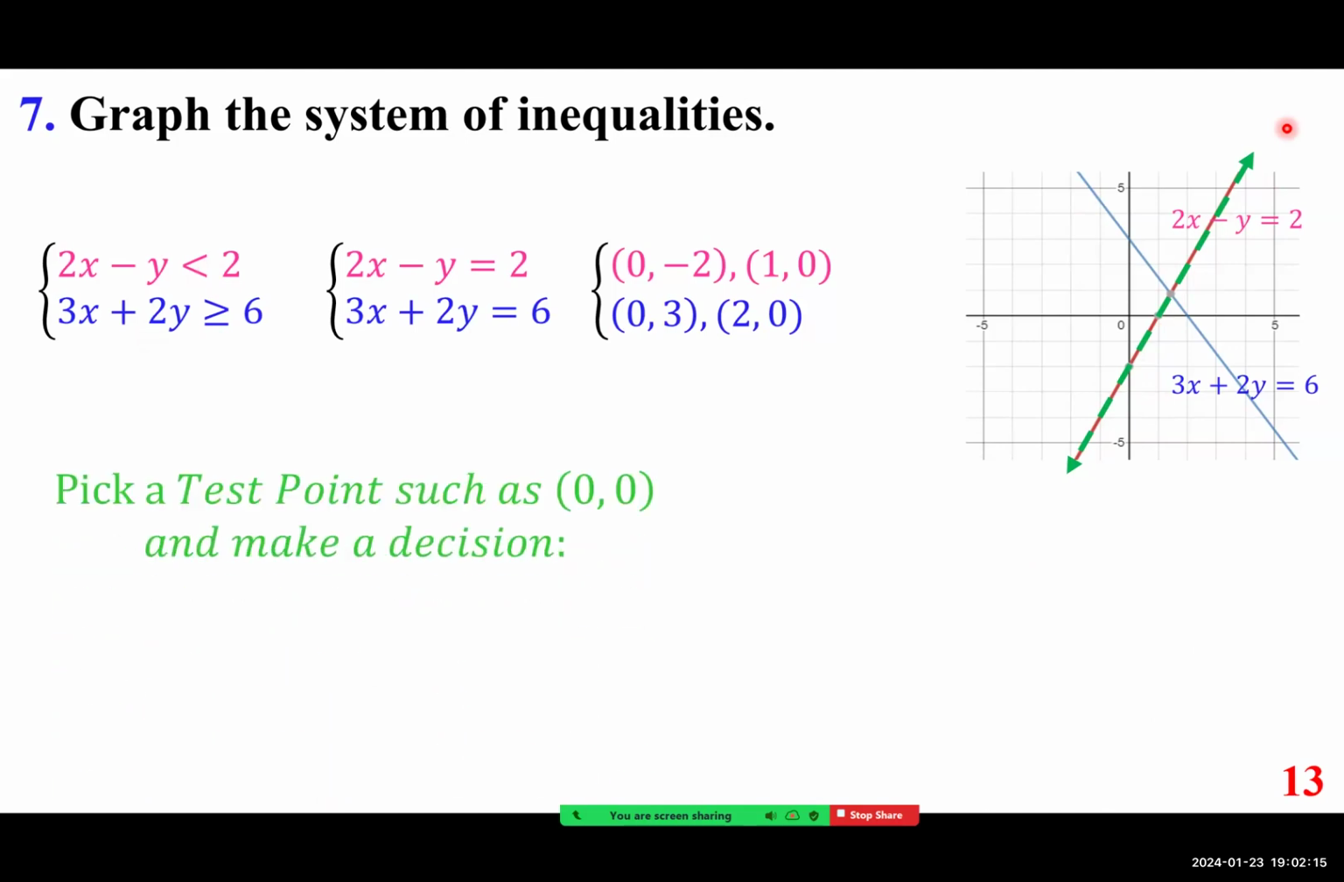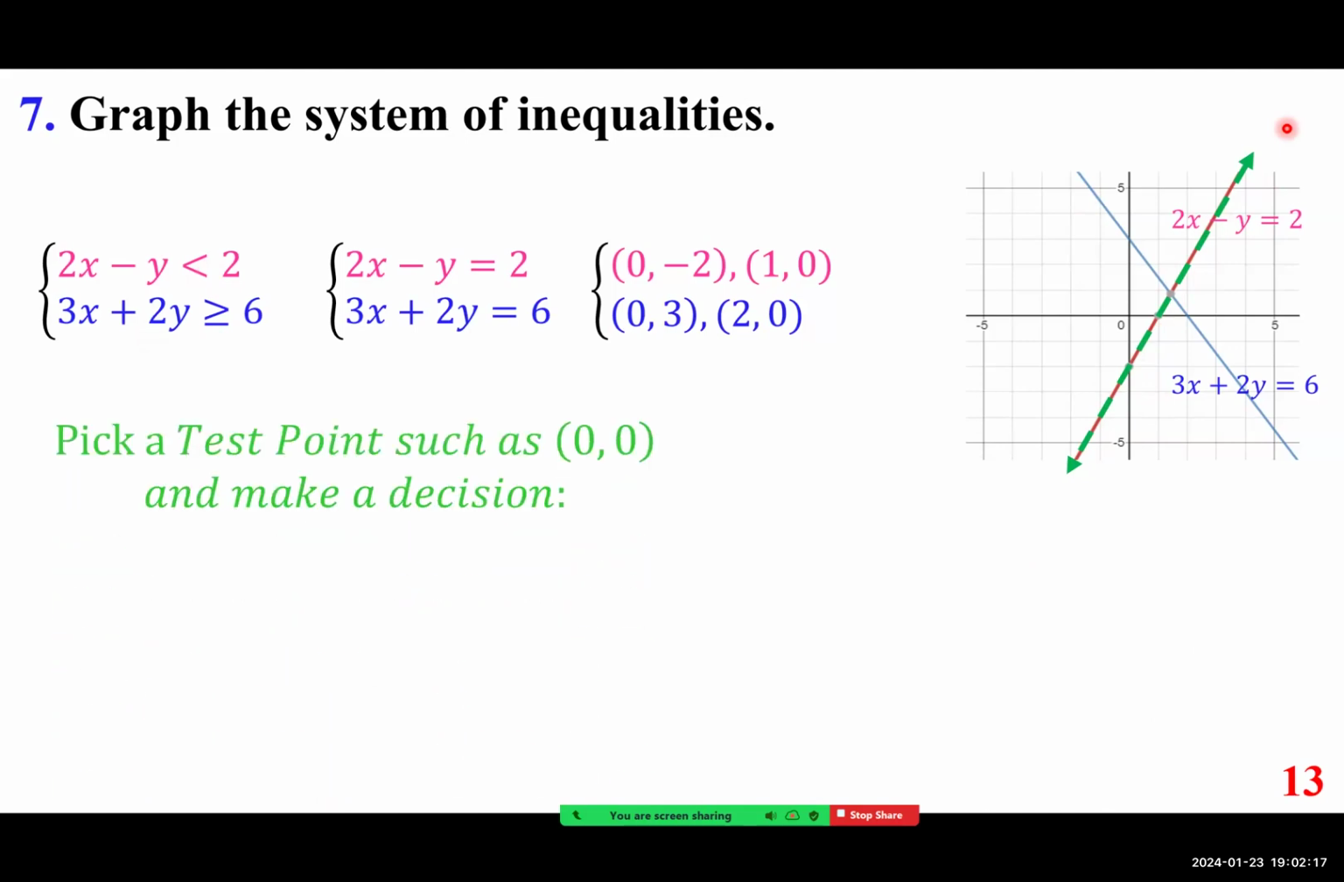Now pick a test point such as 0, 0, and we put it into the original inequalities, okay? So if I put 0, 0 in here, it makes it 0 less than 2, which is a true statement, but over here 0 larger than or equal to 6 makes it a false statement. So this is a true statement.